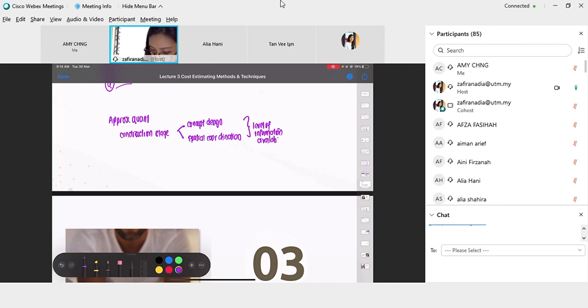Because usually during concept design, you just get one drawing, one concept drawing. But in spatial, your client will ask you to prepare a cost estimate to compare two things, the same different method, different kind of scope, different size. So that is when you do spatial coordination and you use approximate quant. Okay, so that is the construction stage.